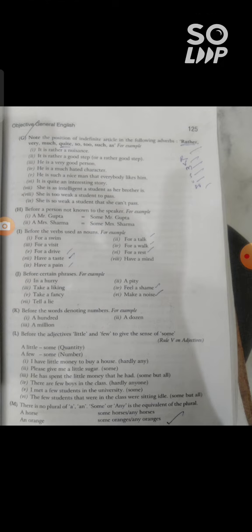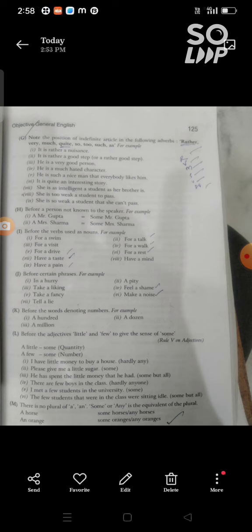Is it clear? And next one, there is no plural of a, and some or any is the equivalent of the plural here. A horse means some horses, any horses. An orange, some oranges. There is no plural of an orange, it means some oranges. When you want to say that there is no plural sense of a or an, then we can take that some or any is the equivalent of the plural. Some fruits, some oranges, some horses, any horses, like we use it. So these are the indefinite articles.